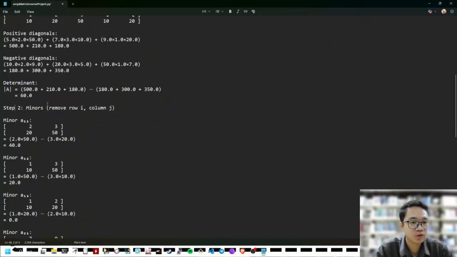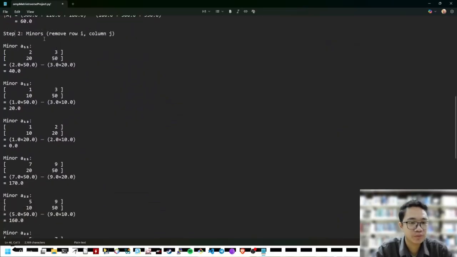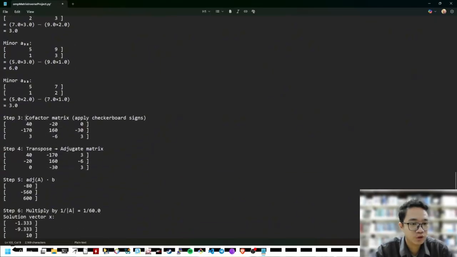And then step 2 is to find the minor, which I mentioned before, where you have to cross out the horizontal and vertical line, and then you multiply the remaining elements with each other and do the minus operation. Afterward, you need to do the cofactor after you're done calculating the minor. So add negative for these 4 elements, and then you do transpose, change the position, and then in step 5 you multiply it with the vector, the matrix B, so you'll get this one. Then you sum up, and then you multiply it by 1 over the determinant, which is 1 over 60, and then you'll get this answer.